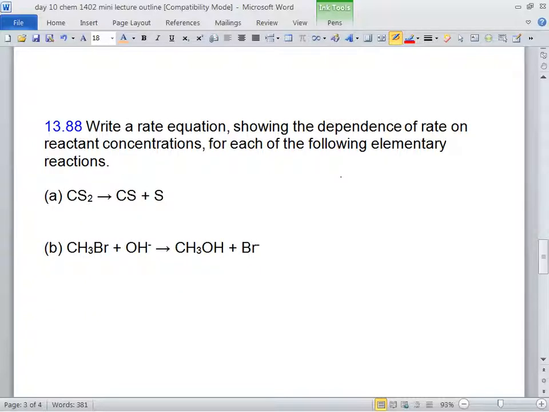Write a rate equation. They make the question with more verbiage than it needs to be. The point is just write the rate equation. Well, of course, rate equations have dependence on concentrations. That's how you write a rate equation.